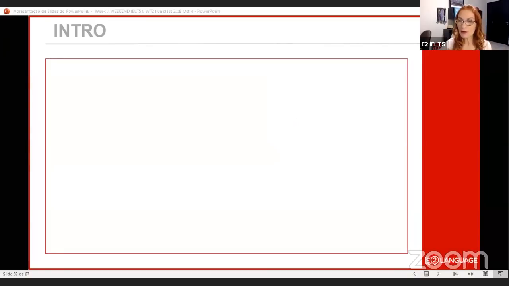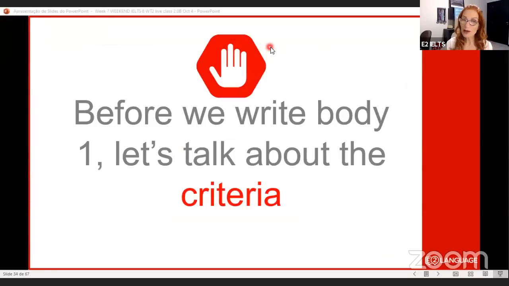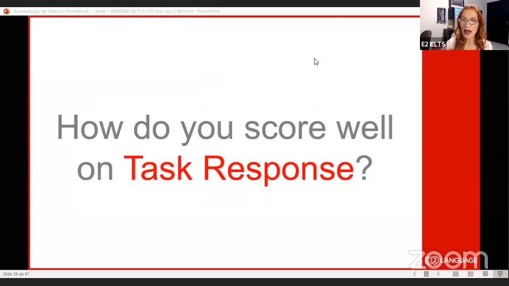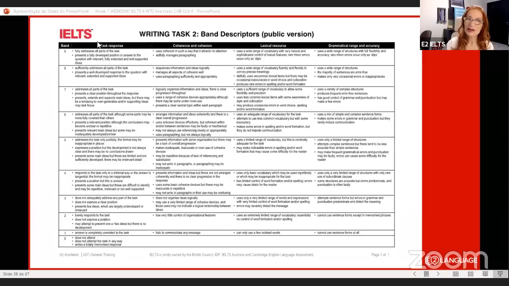Can we put together we are for or against the statement at the end and discuss both the advantages and disadvantages? To a certain extent, yes, but you need to present advantages and disadvantages, definitely. Okay, here we go. Now, body one. But before we write body one, let's think a little bit. How do you score? Well, how do you get a good score on task response? So task response, it's one of the elements that will be scored.